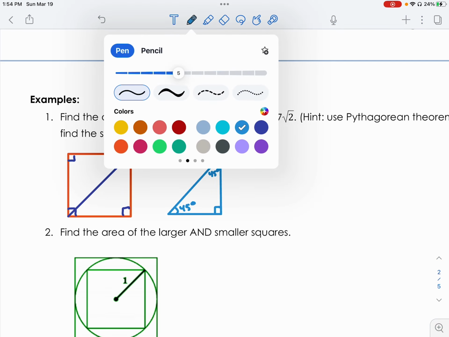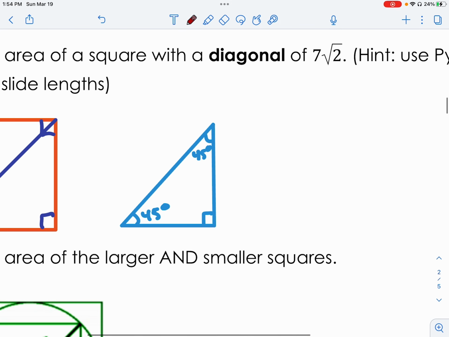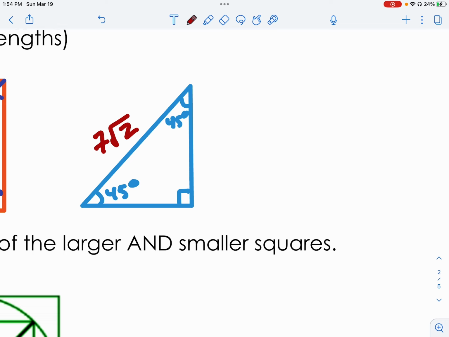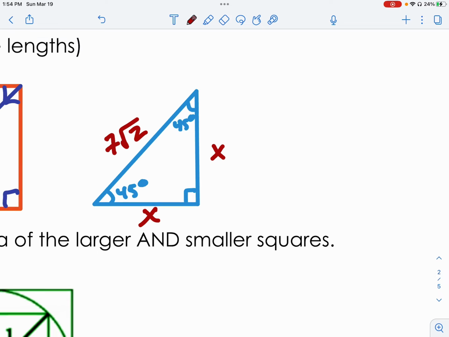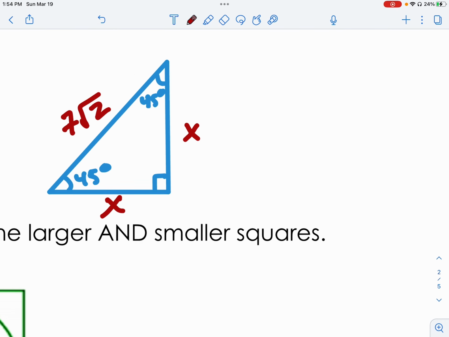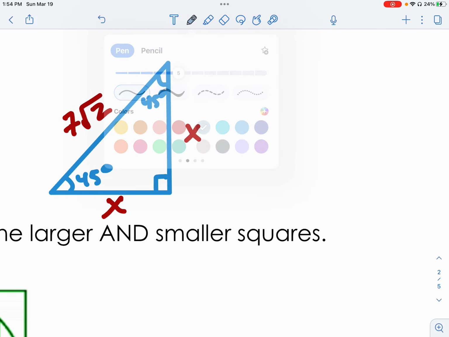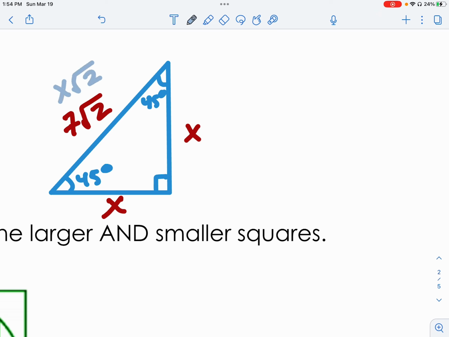They tell us that the diagonal is 7 radical 2. And thinking about our reference sheet, or our knowledge of 45, 45, 90 triangles, we know that both of the legs are the same exact length here. So, if this was given in the form of x radical 2, well, we know that x is 7. So that means this guy has to be 7, and so does this guy.